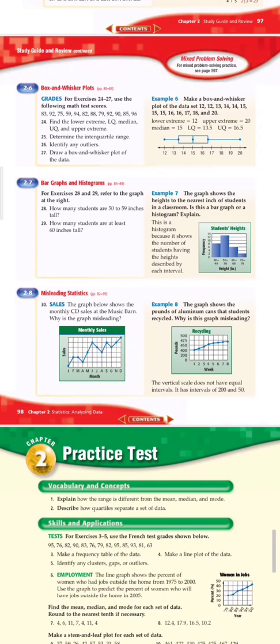Misleading statistics. 30. Sales. The graph below shows the monthly CD sales at the music store. Why is the graph misleading? Example 8. The graph shows the pounds of aluminum collected by student recycling. Why is this graph misleading? The vertical scale does not have equal intervals. It has an interval of 215.